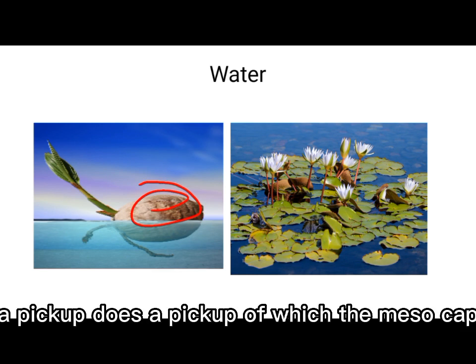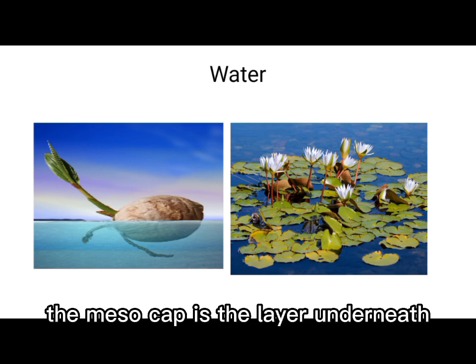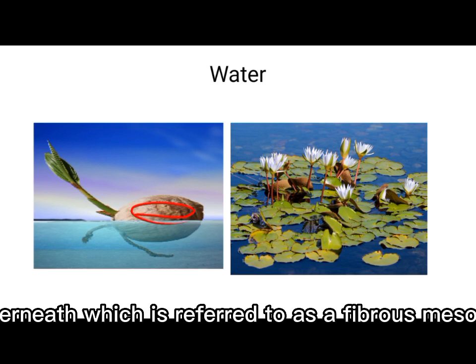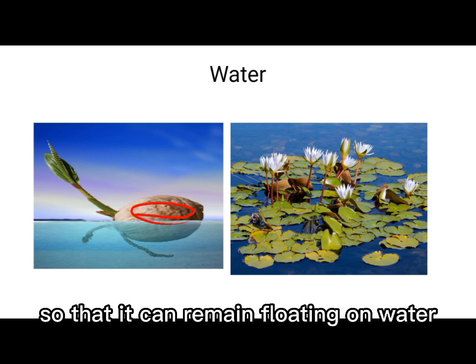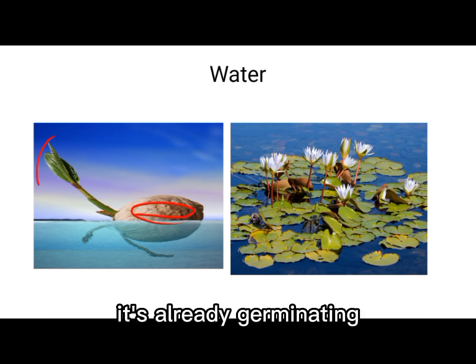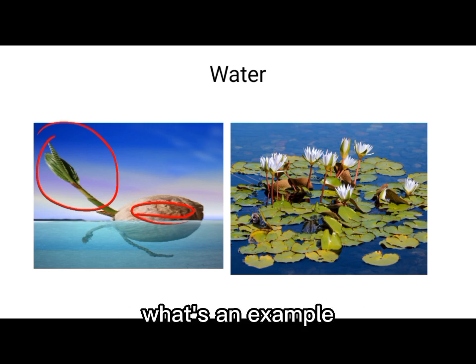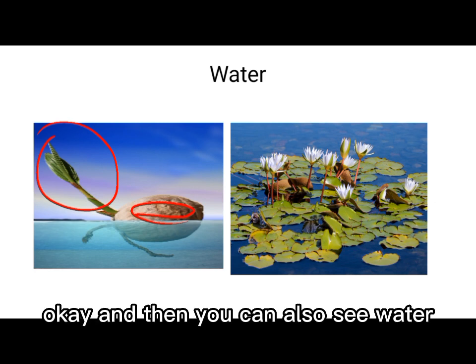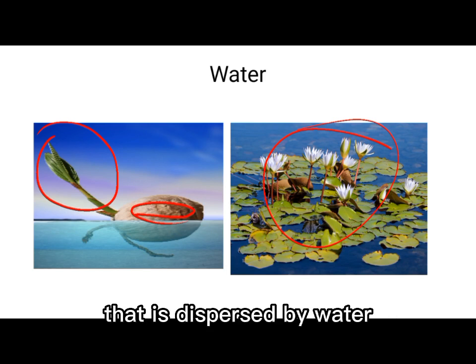That's the epicarp. The mesocarp is the layer underneath, which is referred to as a fibrous mesocarp. Its purpose is to trap air so that the fruit can remain floating on water. You can see that as it is on the water, it's already germinating. So coconut is an example. Water lily is also an example of fruit that is dispersed by water.